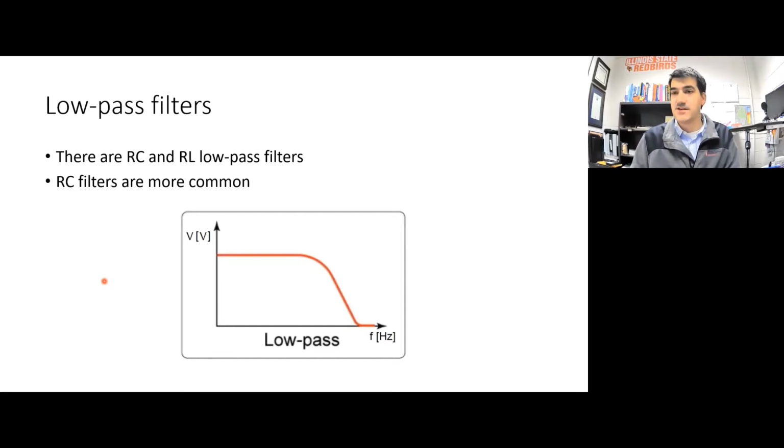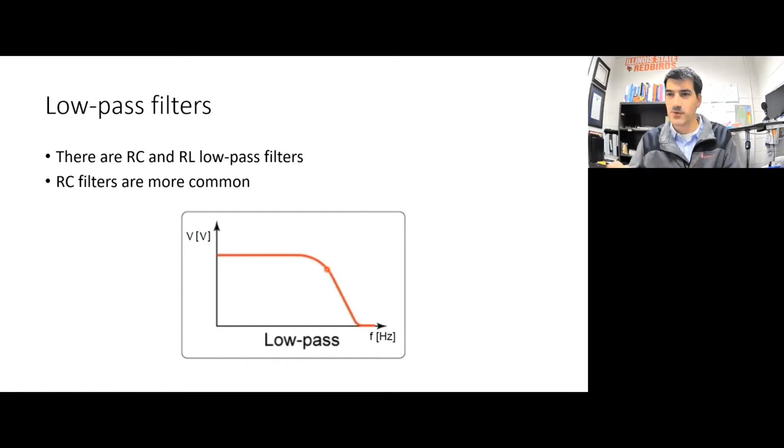The RC filters tend to be more common than RL filters, and that's true for low pass as well as high pass filters. The reason is, if you do the math and figure out the sizes of the inductor and capacitor necessary for a specific cutoff frequency, you'll find that the capacitor is a lot cheaper and a lot easier to work with than the inductor that gives you the same cutoff frequency.